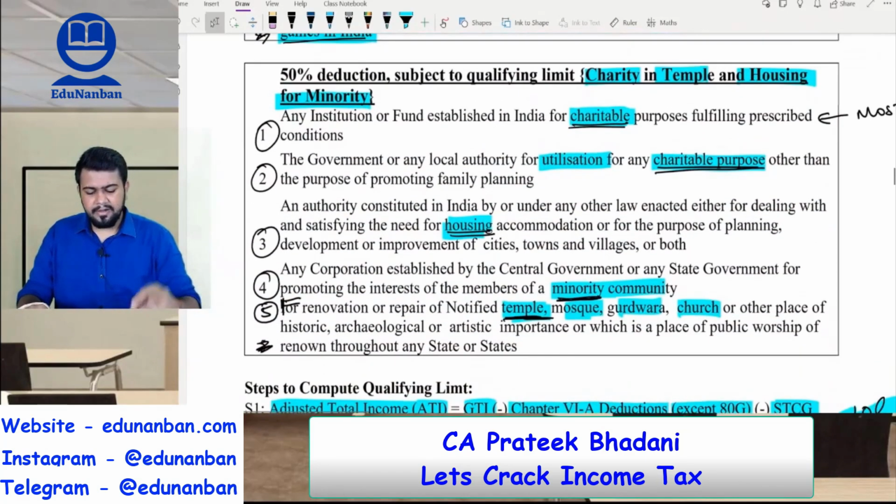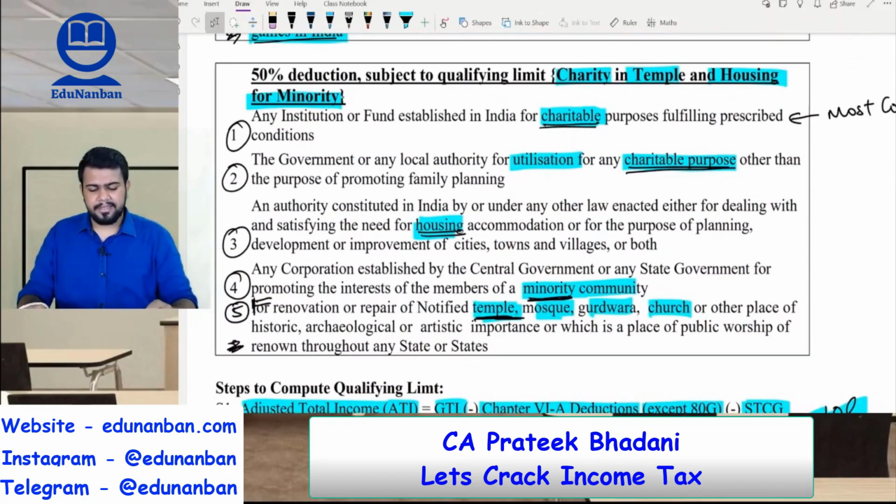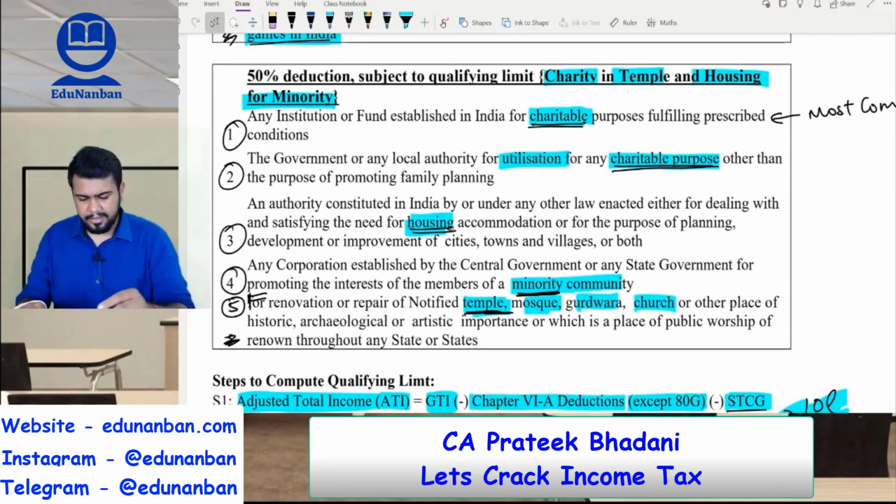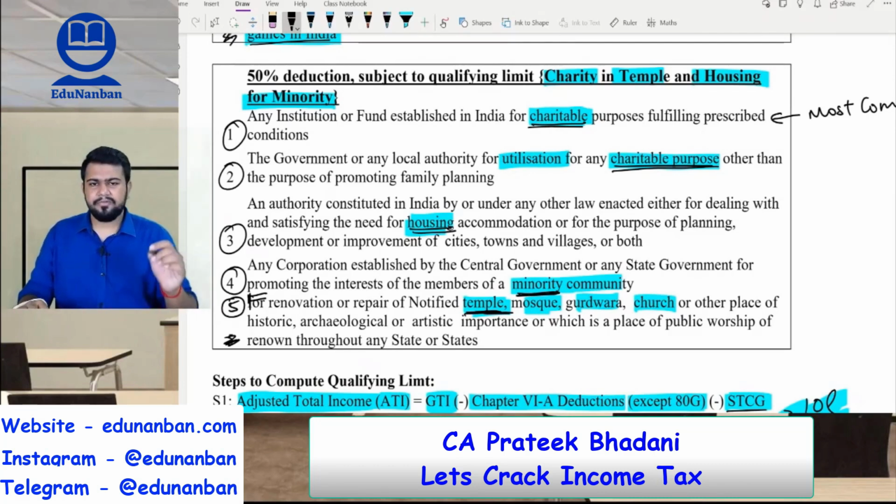Now let us see the 50% limited category. In the 50% limited category, there are 5 points. First point, any institution or fund established for charitable purposes. Number 2, government or any local authority for utilization for any charitable purpose, other than family planning. If it is for family planning, it is covered in the first point, that is the 100% limited category.